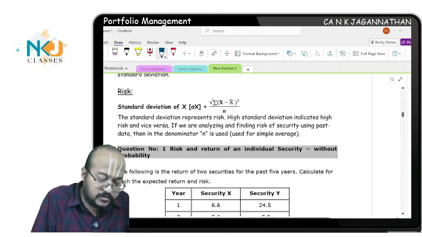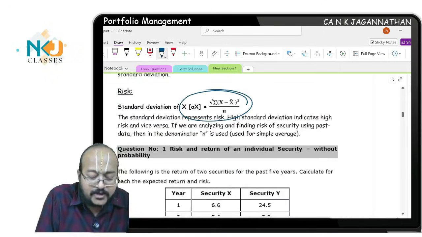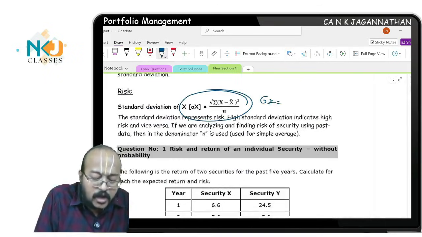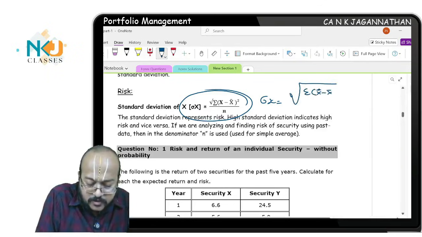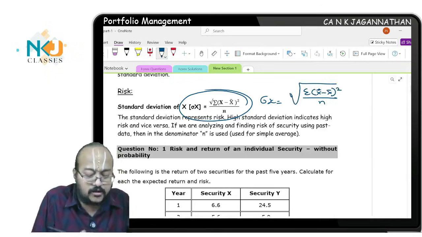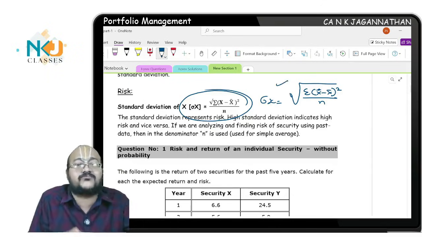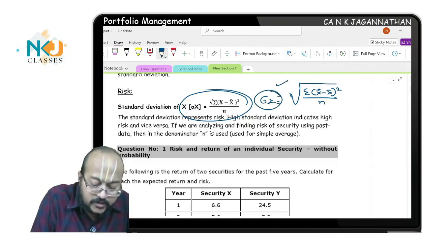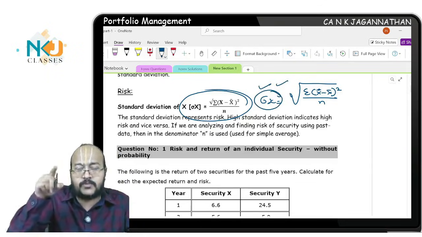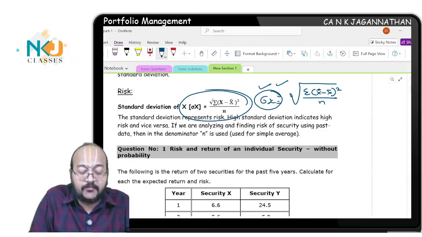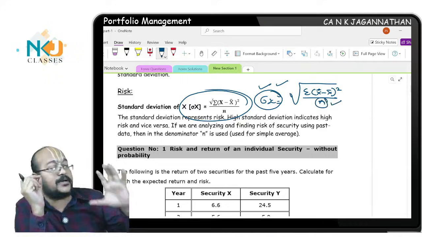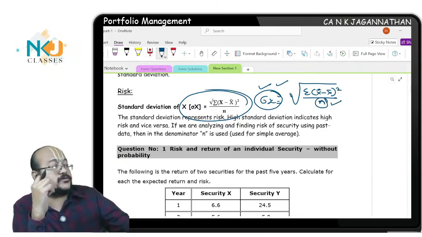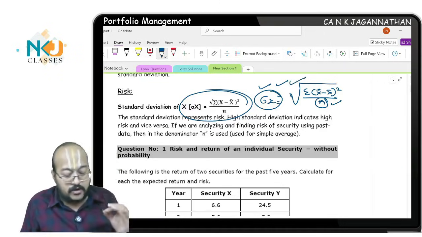How to compute the risk? Very simple. It is measured as standard deviation. Sigma x is nothing but the square root of summation of x minus x bar the whole square divided by n. Are you understanding? This is the formula for risk, for standard deviation. Risk is measured through standard deviation. What is the formula? Square root of summation x minus x bar the whole square divided by n, provided we are analyzing past data, when the number of years is given, you should use this formula. Are you all understanding what I'm trying to say?